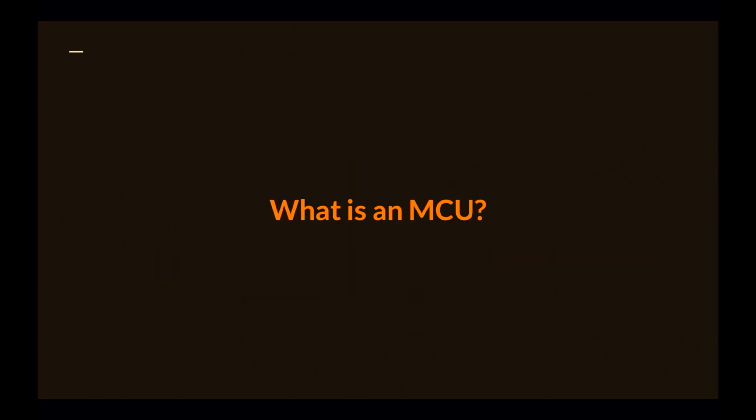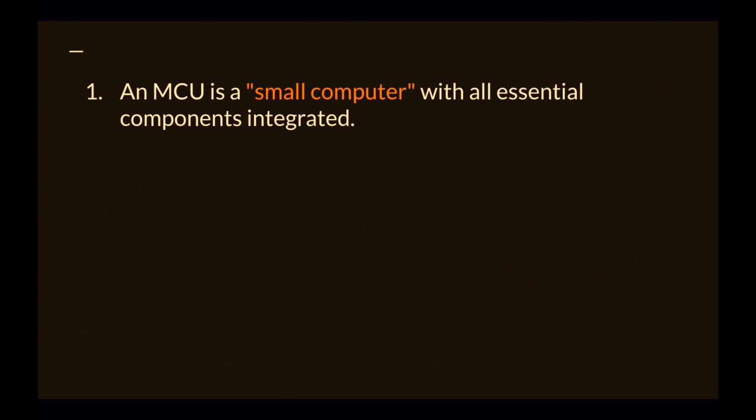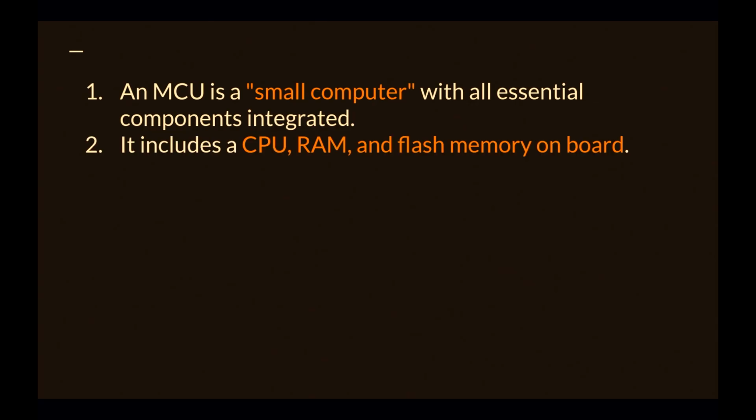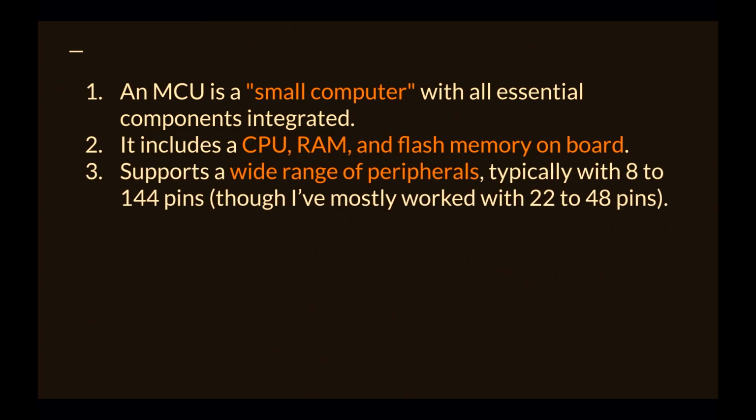So what is an MCU? What is a microcontroller? You can think of it as a small computer. A microcontroller has everything integrated on board. That means you cannot order a microcontroller without RAM or without memory. Everything is inside. And the key difference between normal computers and microcontrollers is peripheral devices. Microcontrollers have what we call pins, mostly between 20 and 48 pins, and these pins can execute particular features, they can do a particular job.